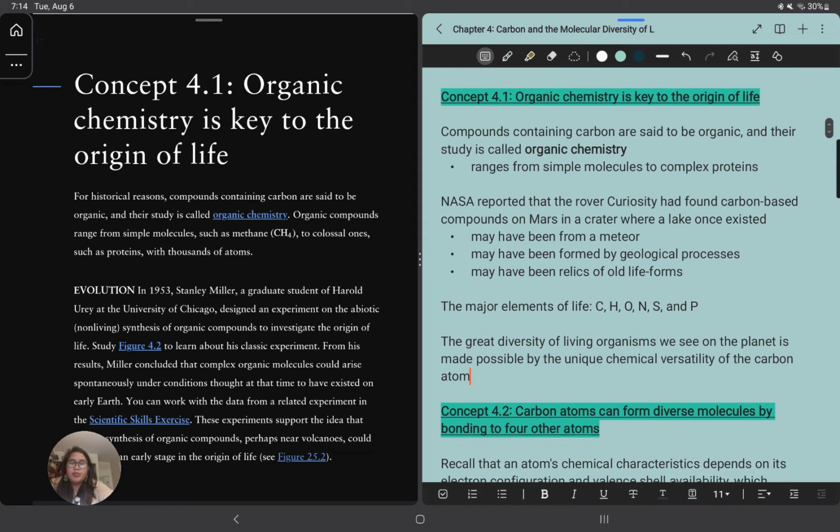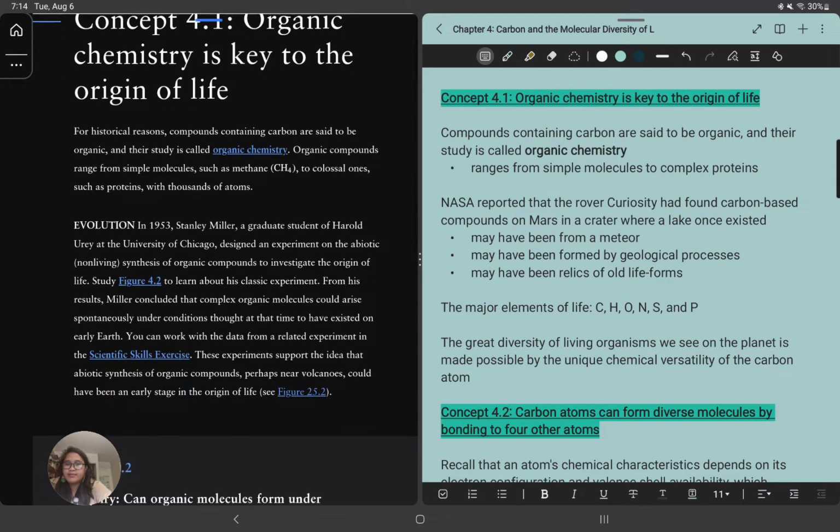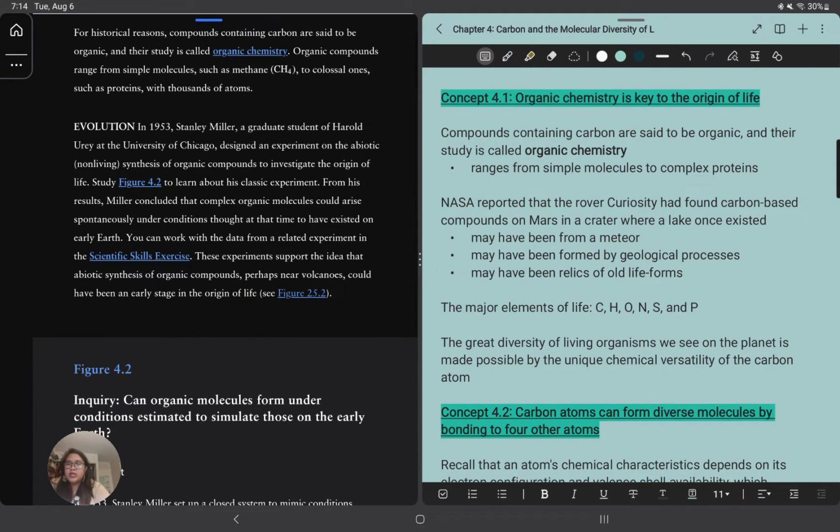So concept 4.1. Organic chemistry is key to the origin of life. For historical reasons, compounds containing carbon are said to be organic, and their study is called organic chemistry. Organic compounds range from simple molecules such as methane to colossal ones such as proteins with thousands of atoms.